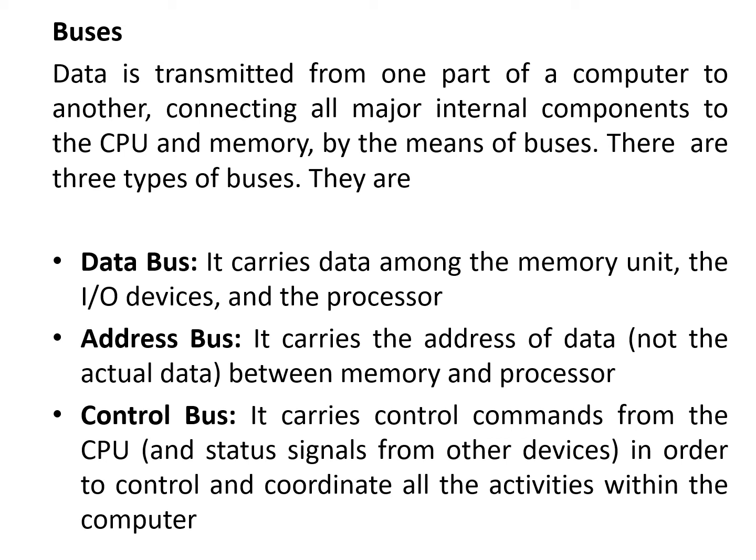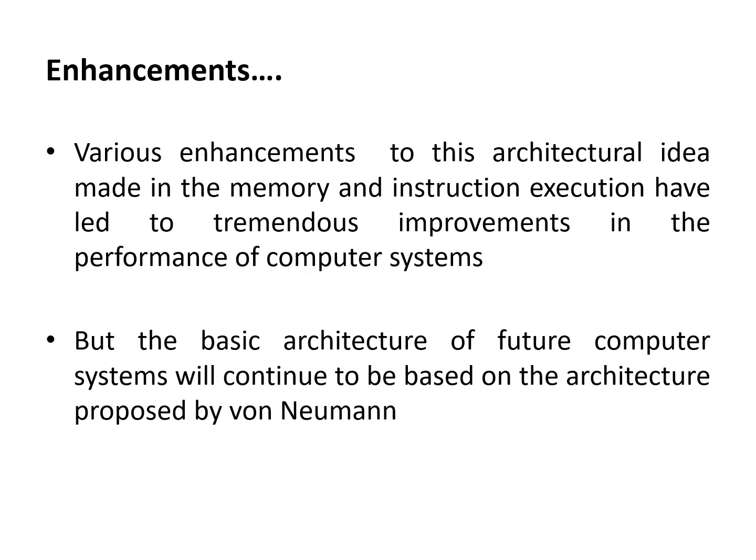Next is the address bus, which carries the address of the data, not the actual data, between memory and processor. Next is the control bus, which carries control commands or status signals from the CPU and other devices in order to control and coordinate the activities within the computer.